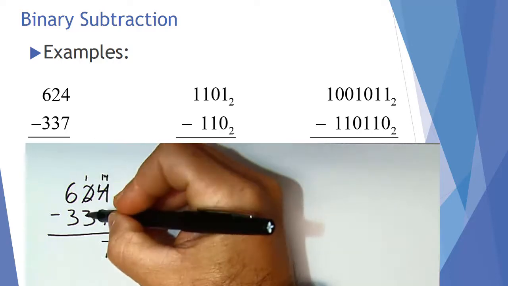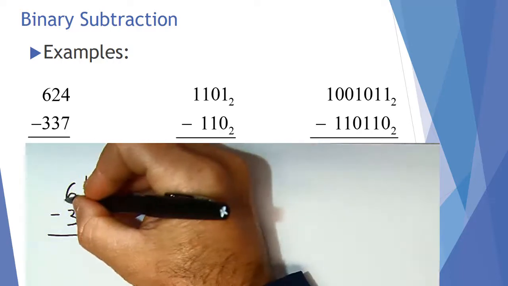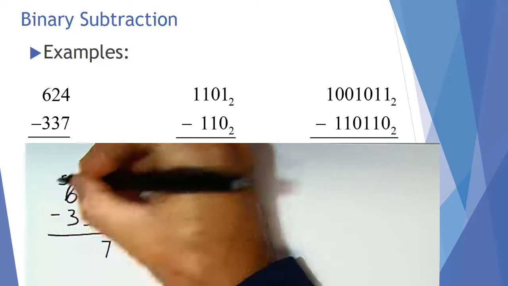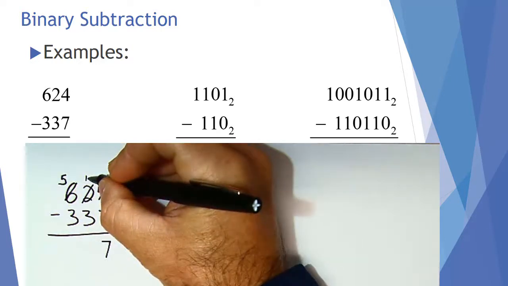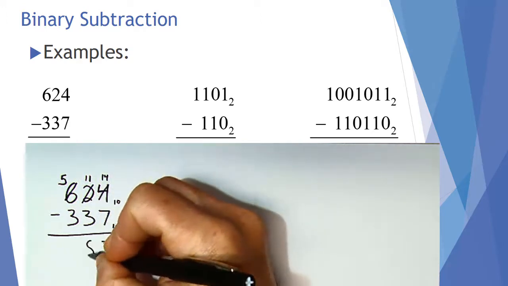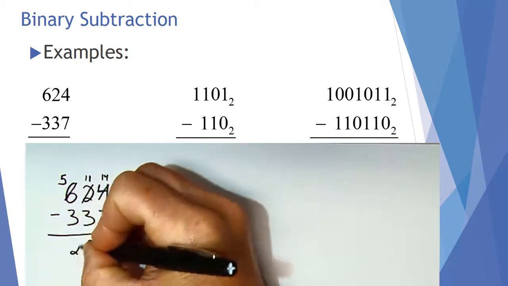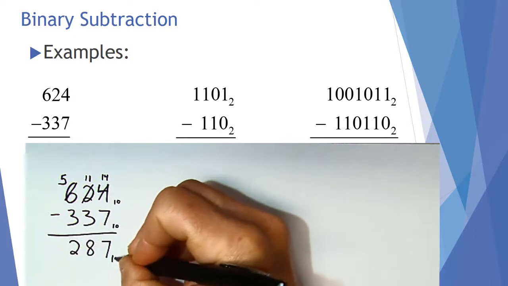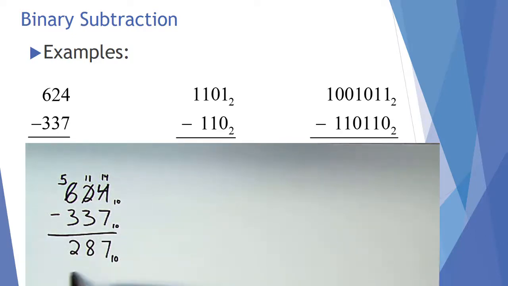Next column, 1 minus 3, same problem. So we're going to go borrow 1 from the column next to us. And that 1 gets 10 added to it and becomes 11. That is big enough. 11 minus 3 is 8, and 5 minus 3 is 2. And so our difference here in base 10 is 287. And that's all there is to it.